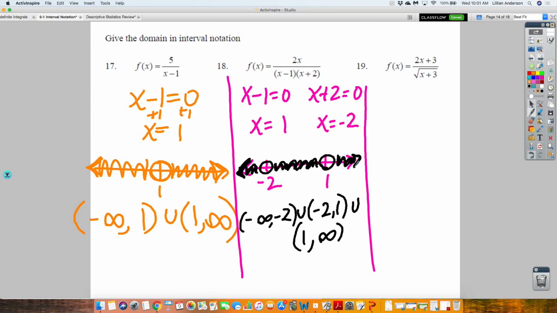Will these always be open circles? For the denominator ones, yes, because it cannot equal the number that's going to make the denominator 0.